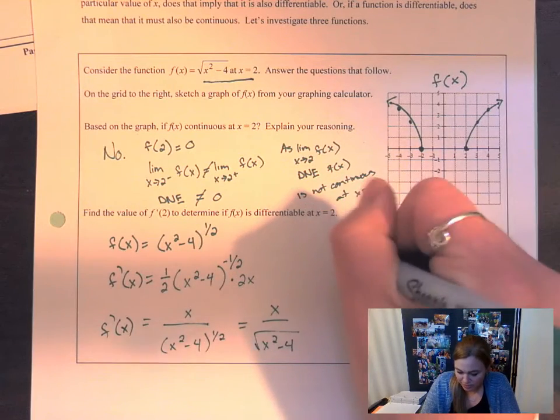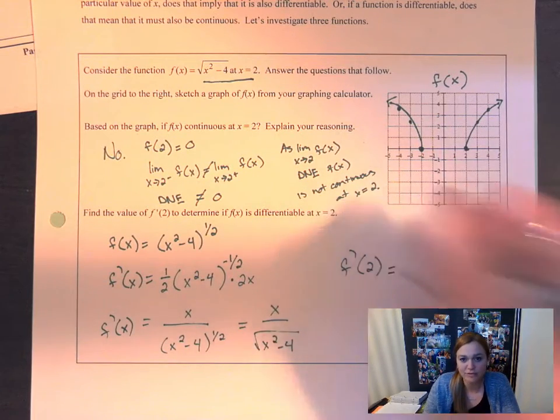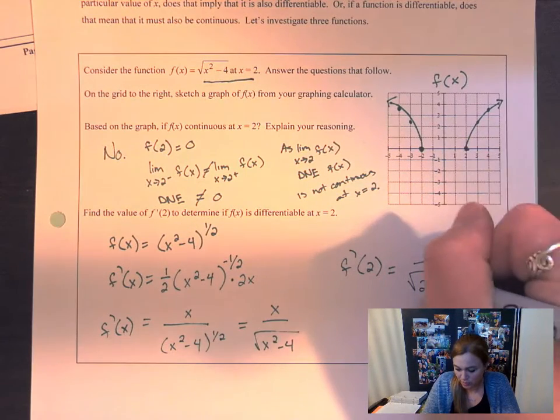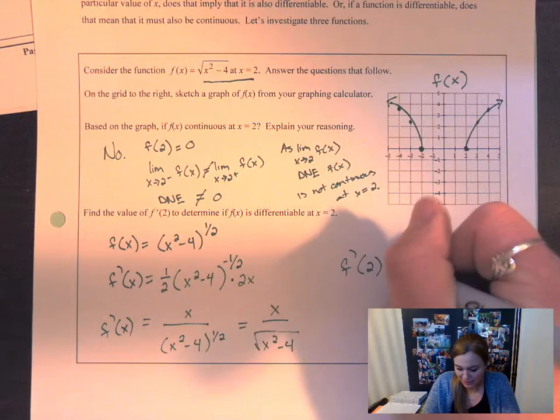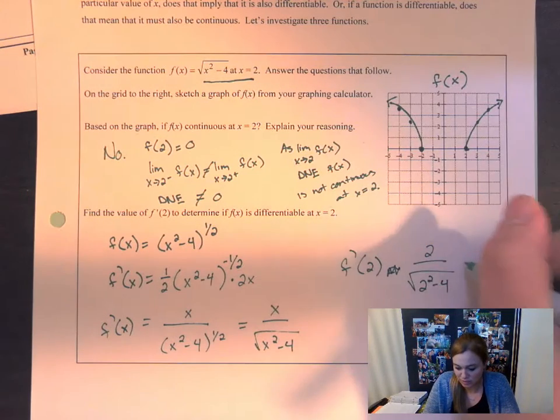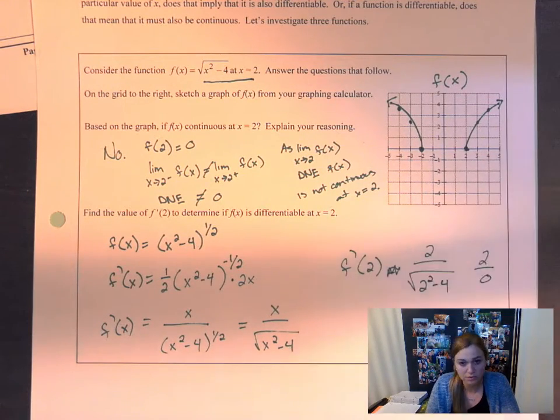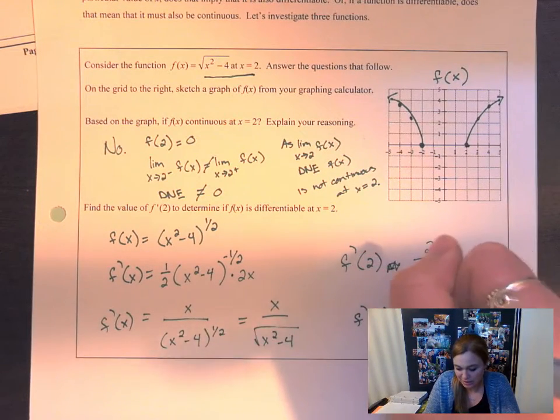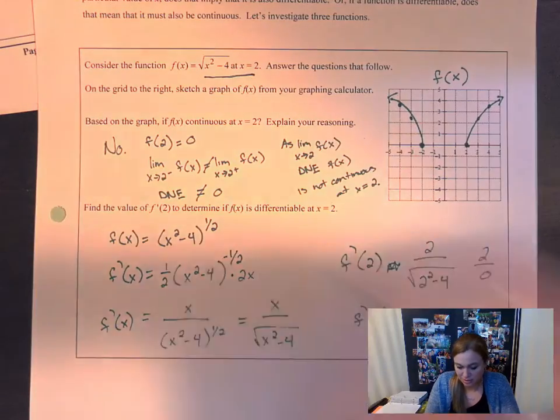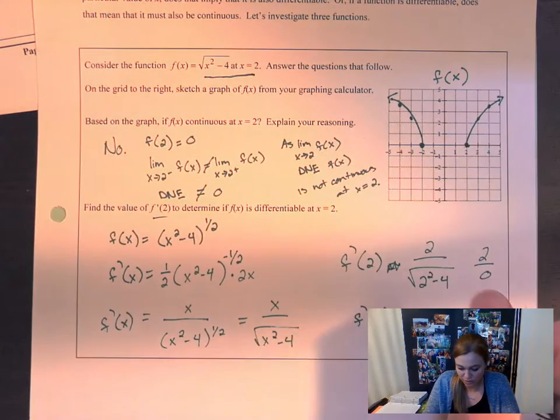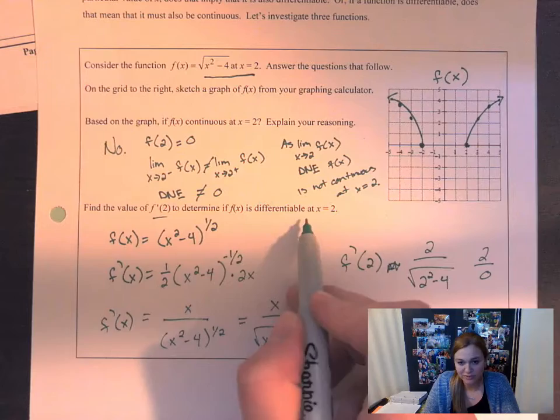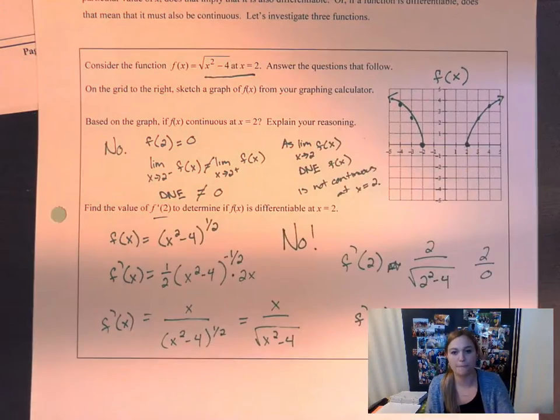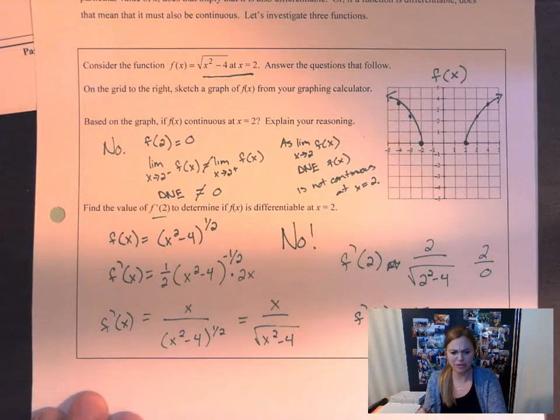If I try substituting in f prime of 2, I would get 2 over 2 squared minus 4. I suddenly can't even say those are equal anymore, because this would just be 2 over 0, which does not exist. So all I'm going to say is f prime of 2 does not exist. Find the value of f prime of 2. It does not exist. To determine if this is differentiable, we're going to say big fat no. And I was angry about it, so I put an exclamation point.